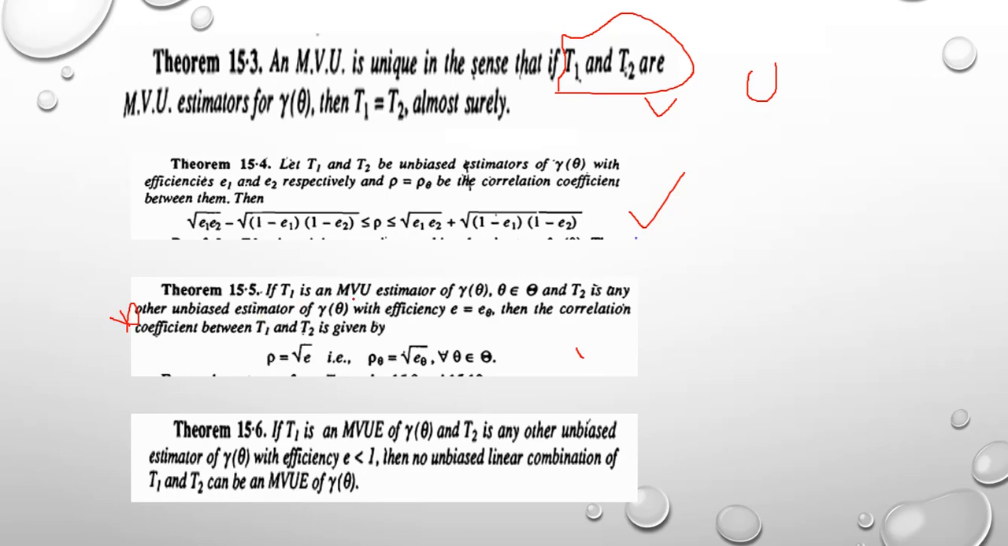See, if T1 is an MVU estimator of gamma of t, with theta belonging to capital Theta, and T2 is any other unbiased estimator of gamma of t, with efficiency E, then the correlation coefficient between T1 and T2 is rho equal to root E. This result is important. You can refer to a book for the proof. Okay, this result is also important: if T1 is an MVU estimator of gamma of t and T2 is another unbiased estimator of gamma of t whose efficiency E is less than 1, then no unbiased linear combination of T1 and T2 can be an MVU estimator.